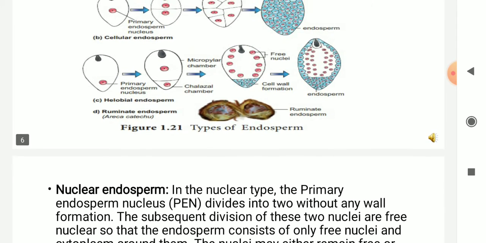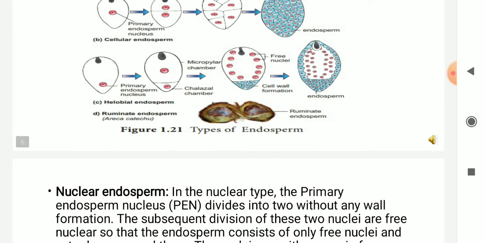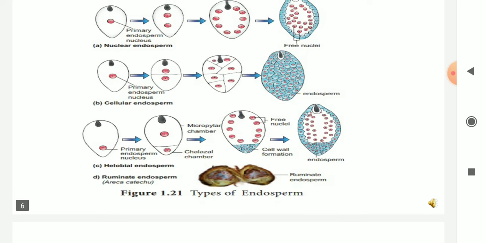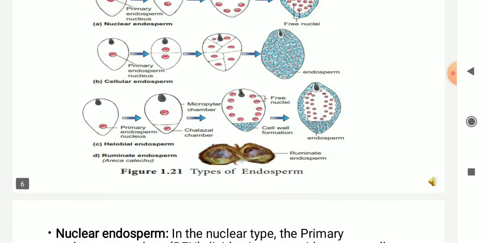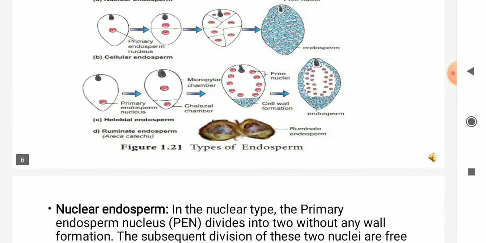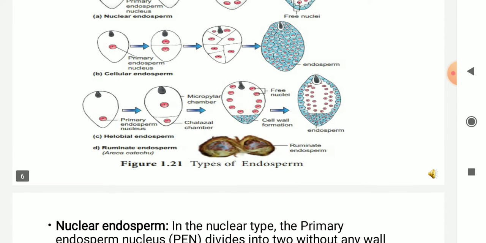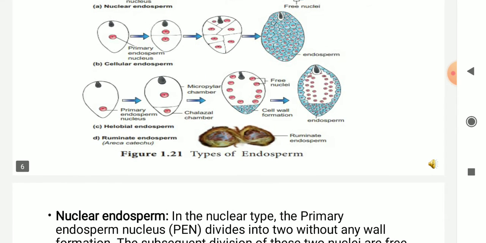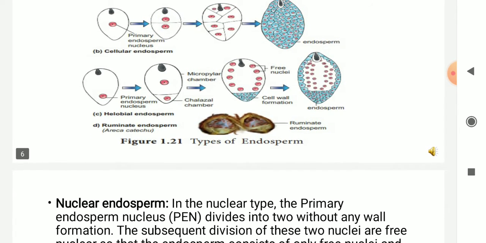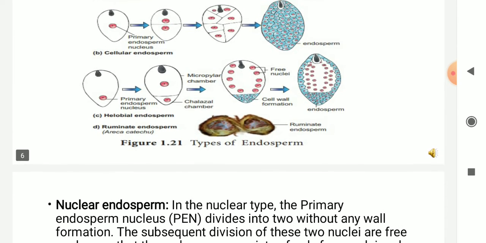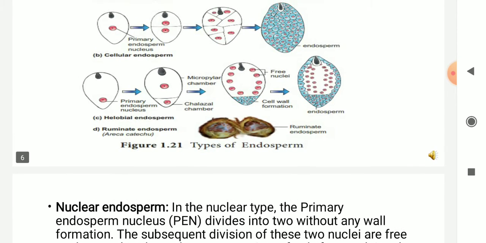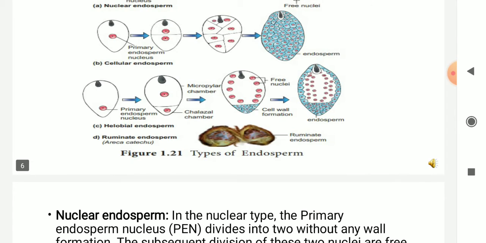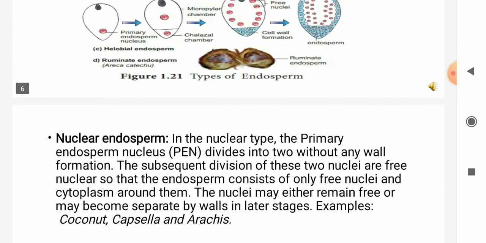Now, as is clear from the diagram, in the micropylar end, there occurs free nuclear division as in the first case. Nuclei divide and redivide, but it is not followed by cytoplasmic division. Ultimately, there is formation of a large number of free nuclei, and then cytoplasmic division occurs from periphery to center, as in case of nuclear endosperm. While in the lower part, that is toward the chalazal chamber, there occurs cellular division. Each nuclear division is followed by cytoplasmic division and ultimately results in formation of a large number of cells. But ultimately, the whole endosperm becomes cellular. So it is helobial type because it shows both free nuclear division as well as cellular type division.